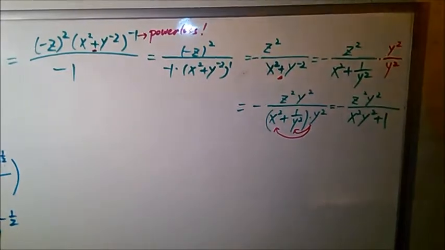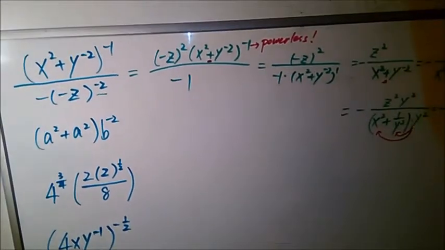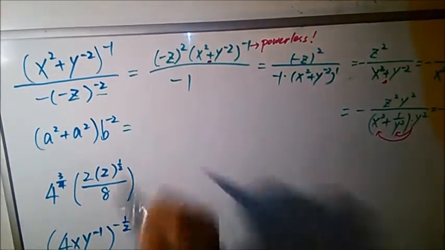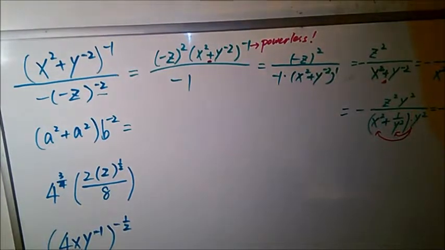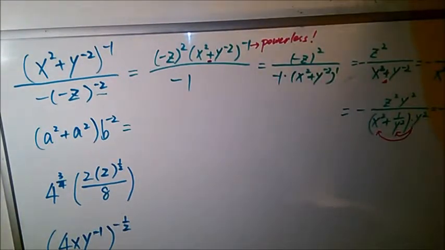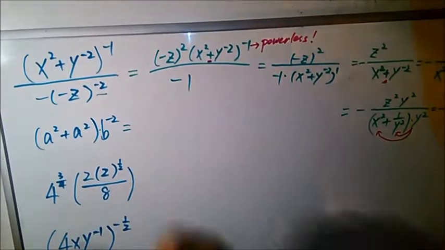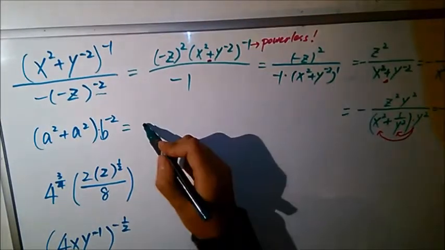And this would be our simplified answer. Okay, next question. It's a squared plus a squared, right? All times b to the negative second power. Since b to the negative second power is connected by multiplication to the factor in parentheses, we're going to put that downstairs.